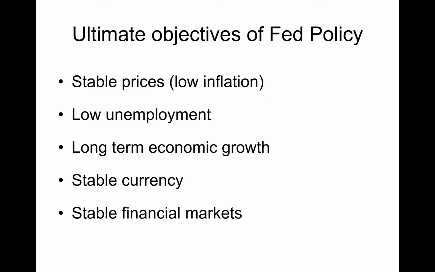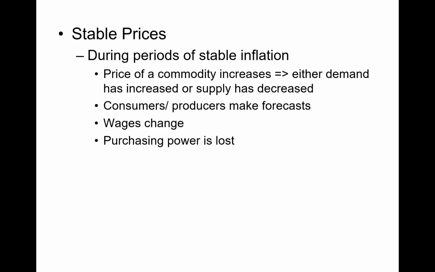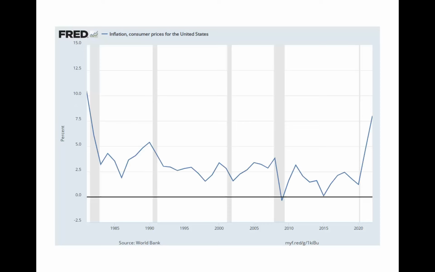If the price of a commodity increases, then either the demand for that commodity was up or supply was down. And then, based on this, consumers adjust their consumption pattern, and therefore they start demanding more wages if there's inflation in the economy, because the purchasing power is lost because of high prices and the same income. So this is how inflation has looked since the 1980s.